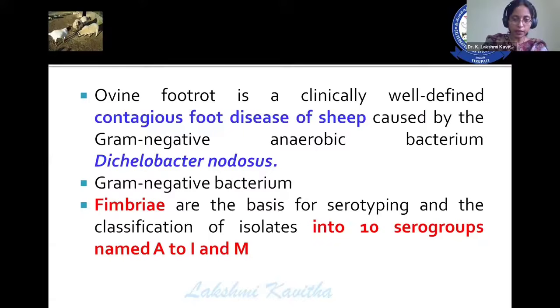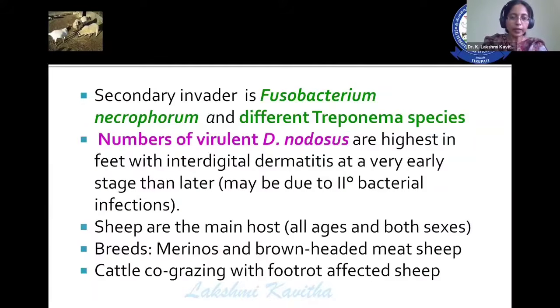The fimbriae allow classification of this bacterium into different serogroups, that is A to I and M. The secondary invaders are very important for this foot rot, that is Fusobacterium necrophorum, the different Treponema, as well as Trueperella species. These all act as secondary invaders for this disease. Virulent Dichelobacter nodosus numbers are highest in feet with interdigital dermatitis at a very early stage rather than later stages. Sheep are the main host for this disease. Breeds are merinos and brown-headed meat sheep. Not only sheep, cattle also get infected with foot rot by co-grazing with infected sheep.